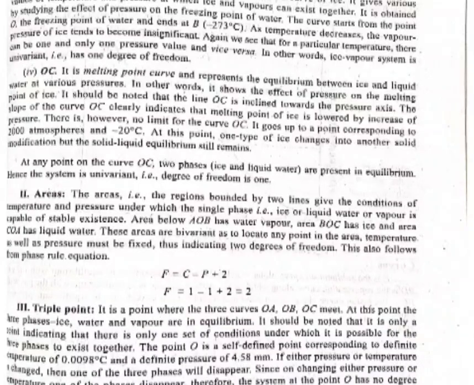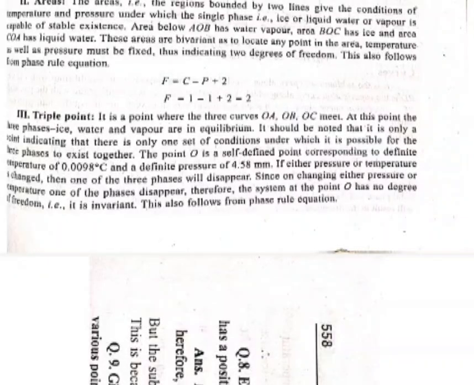The point O is a self-defined point corresponding to a definite temperature of 0.0098 degrees Celsius and a definite pressure of 4.58 millimeters. If either pressure or temperature changes, then one of the three phases will disappear. Therefore, the system at the point O has no degree of freedom. It is invariant, following the phase rule equation.